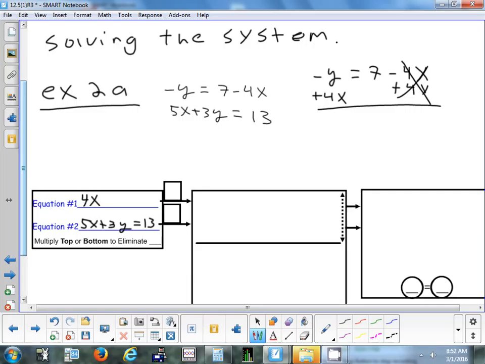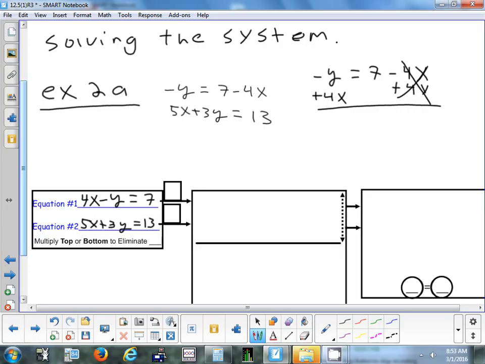4x, yeah, positive 4x minus y equals 7. Perfect. All right, so now looking at it, I like it because the x's are lined up, the y's are lined up, the numbers are lined up. Does anybody see what we could multiply one of the equations by to get rid of one of my letters?